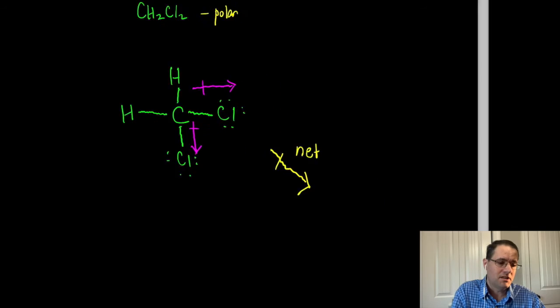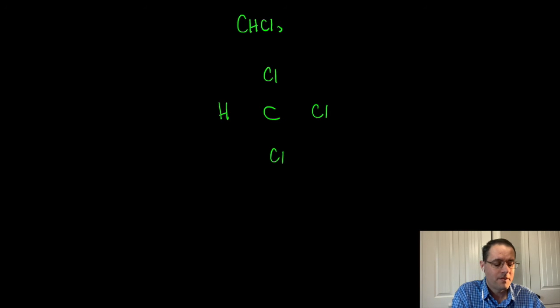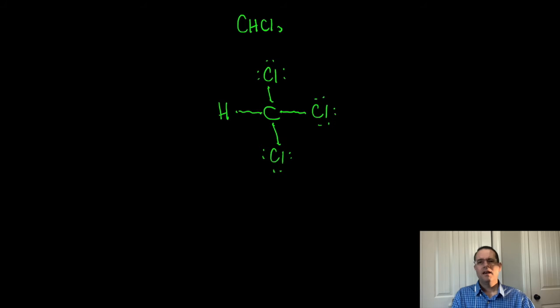Let's look at the next molecule, CHCl3. Okay, so again, carbon's in the middle, and we have only 1 hydrogen, but we have 3 chlorines, okay? Put in those starting valence electrons. Create your bonds. Okay. And then we want to examine if this molecule is polar.